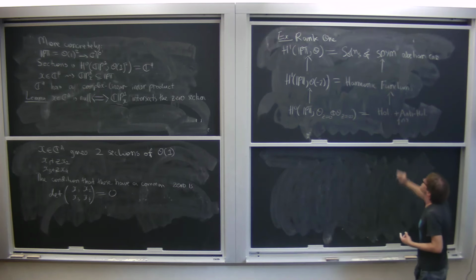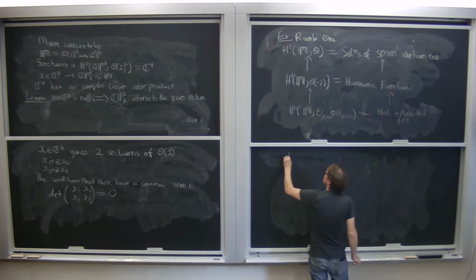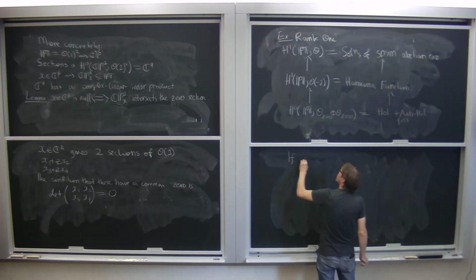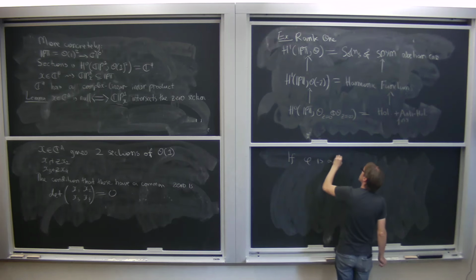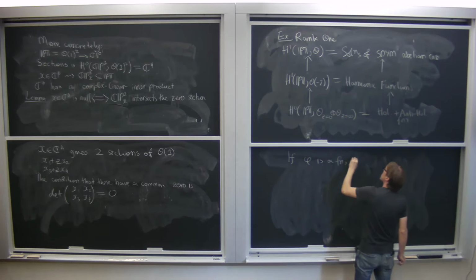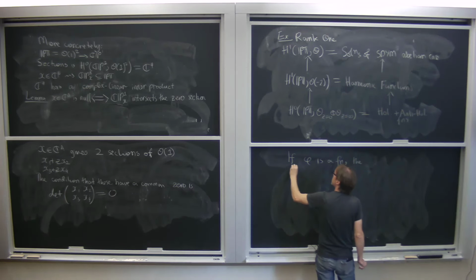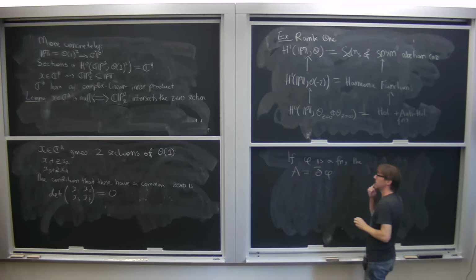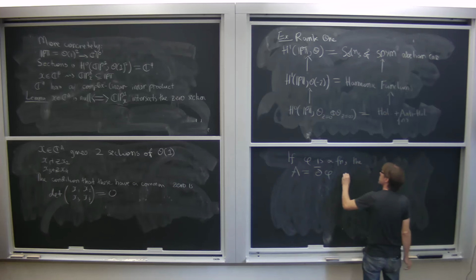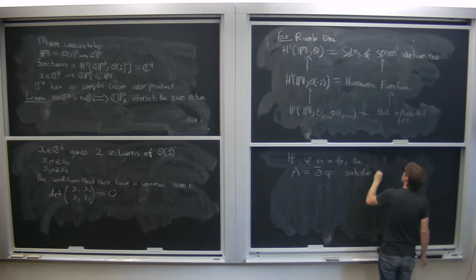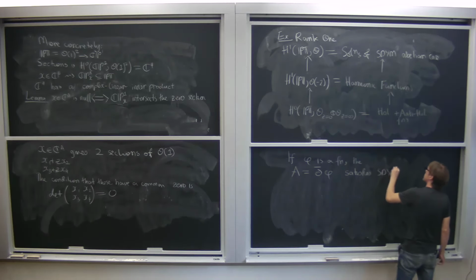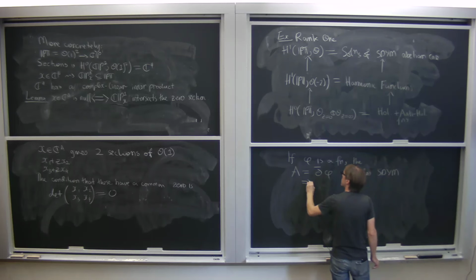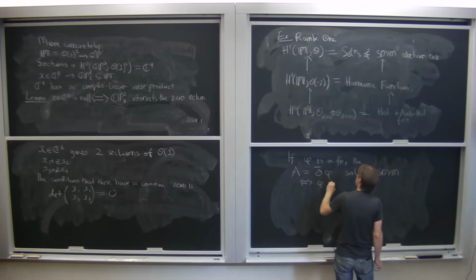So how do we get this? If phi is a function, then I said A equals d bar phi. The claim is that this satisfies the self-duality Mills equations if and only if phi is harmonic.